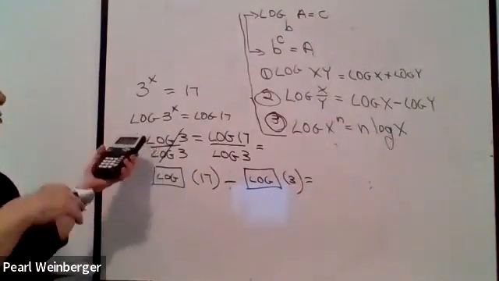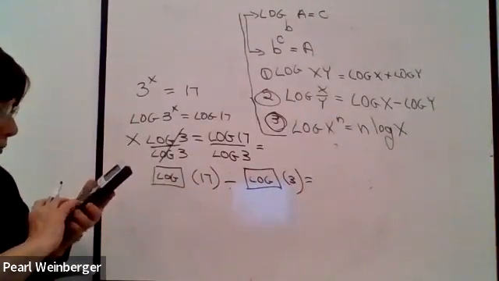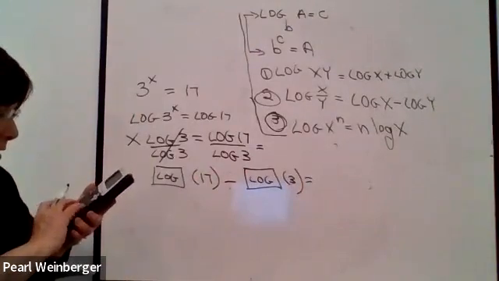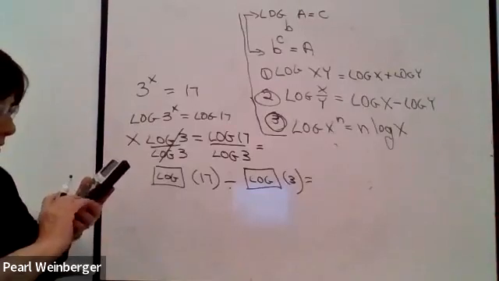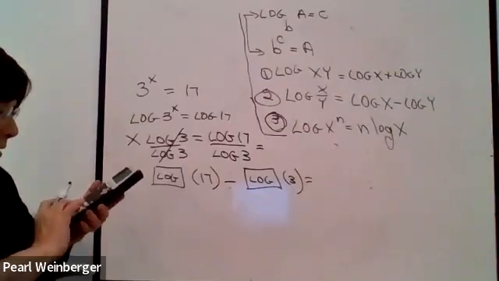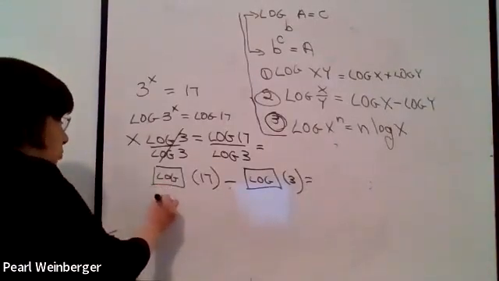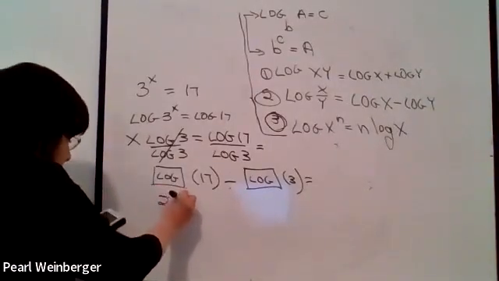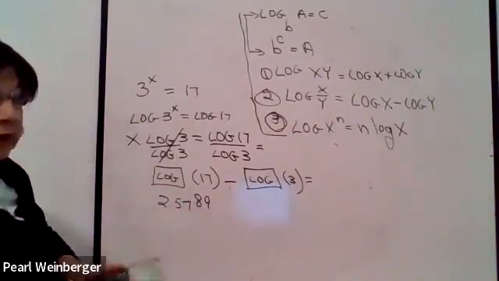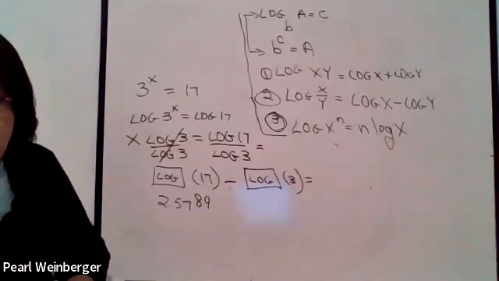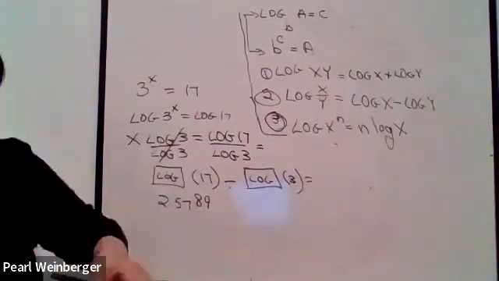You could have done this using ln's, just like you could do it with logs. Okay, so here I'm on log 17, close my parentheses, divide log 3, and I get a long decimal, 2.5789. It goes on and on. Most of the answers here are going to turn out to be irrational numbers, in other words, very long decimals.